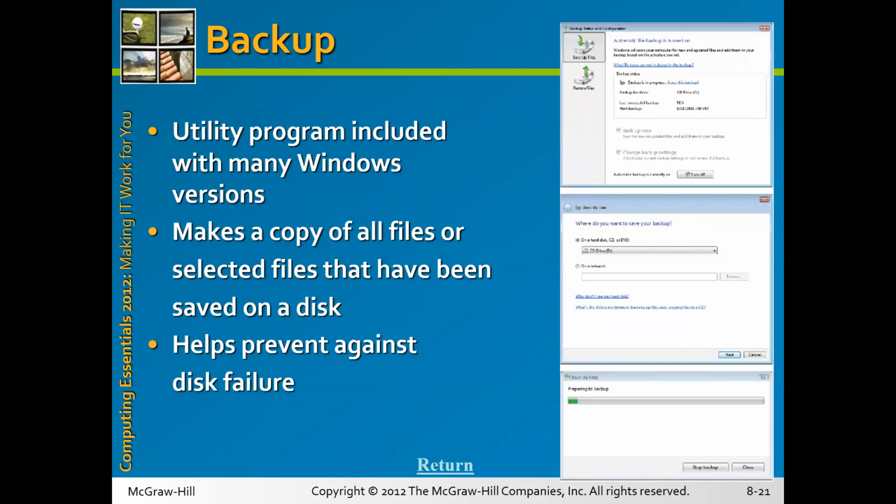Backup. Utility programs included in many Windows versions provide the capability for a user to back up their files. Backup means generally you make a copy of data in case of a disk failure. Backups can be done in a single site or multiple sites. It serves as a vital aspect for many organizations where information is of utmost importance.